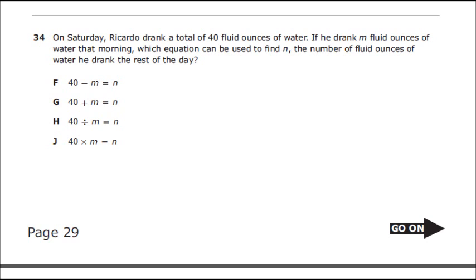On Saturday, Ricardo drank a total of 40 fluid ounces of water. If he drank m fluid ounces of water that morning, which equation can be used to find n, the number of fluid ounces of water he drank the rest of the day? So we know that 40 fluid ounces is the total.